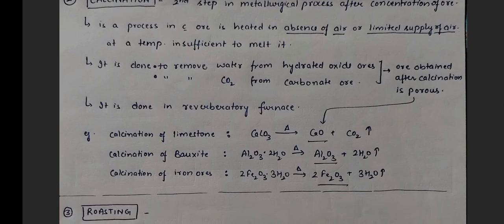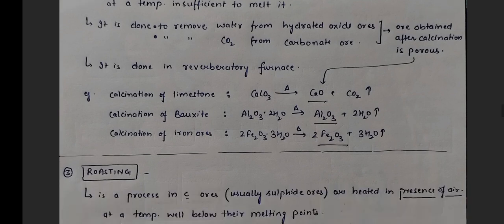That is, calcination of limestone gives calcium oxide plus carbon dioxide. Calcination of bauxite gives aluminium trioxide plus water. Calcination of iron ore gives iron trioxide plus water. It is done in a reverberatory furnace.